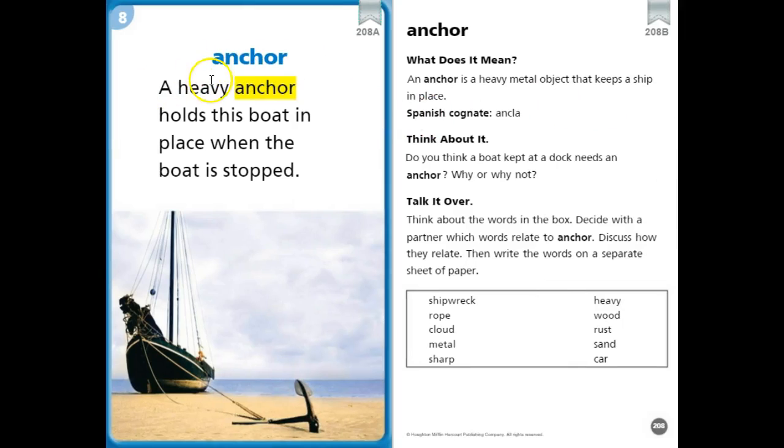Anchor. A heavy anchor holds this boat in place when the boat is stopped. An anchor is a heavy metal object that keeps a ship in place. Do you think that a boat kept at a dock needs an anchor? Why or why not? Think about the words inside the box. With your learning adult, decide which words relate to anchor and how they relate to that word.